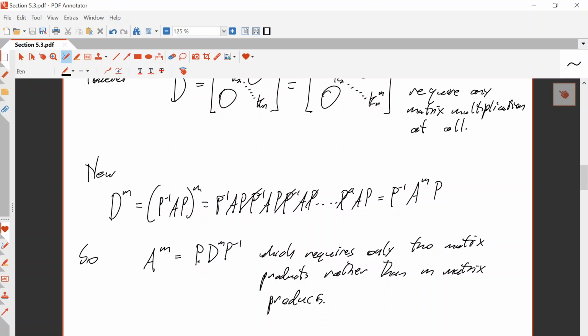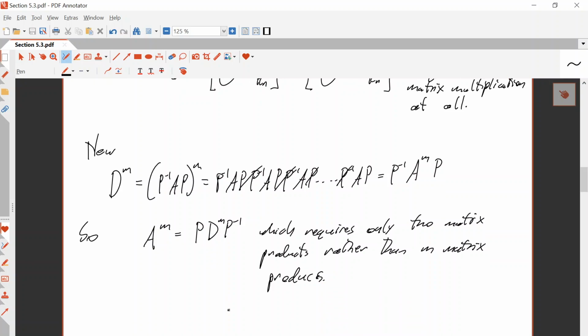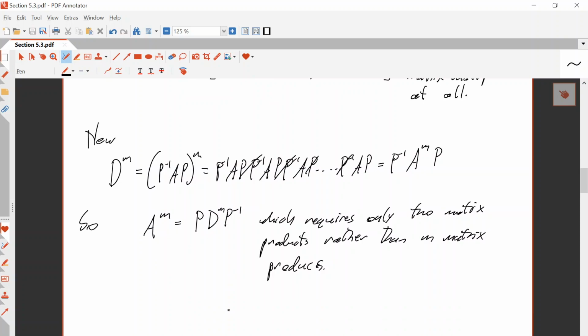Right, so that's like a computation saving device. Now there are other things you can do with that, but that's sort of the most immediate benefit that you get. And calculating powers of matrices is important when you're doing, in particular, stochastic analysis.